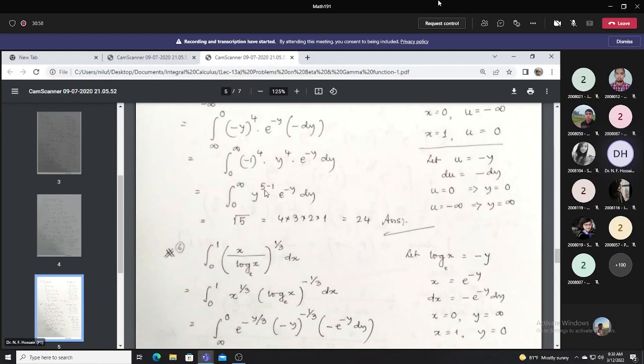Our n is 5. So y to the power 5 minus 1, e to the power minus y dy is nothing but gamma 5. And gamma 5 means it is an integer, so it is factorial 4. So 4 into 3 into 2 into 1, which is 24.